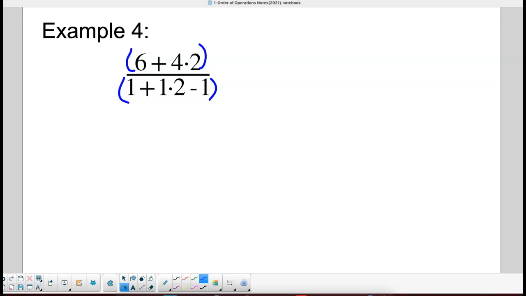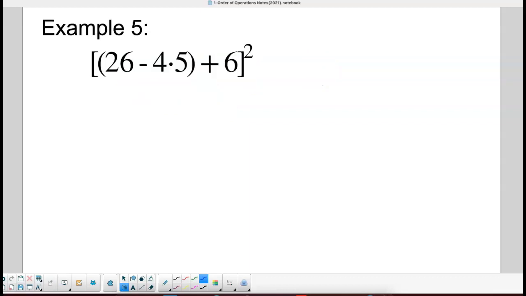So what do you get on the top? 14, agreed? Yeah. 4 times 2 is 8. 6 plus 8 is 14. Okay, what do you get on the bottom? 2. 1 times 2 is 2. 1 plus 2 is 3, minus 1 is 2. Okay, now it's written like this. It looks like a fraction, but that just really means divide. 14 divided by 2, Wyatt? 7. So your answer is 7. Okay?